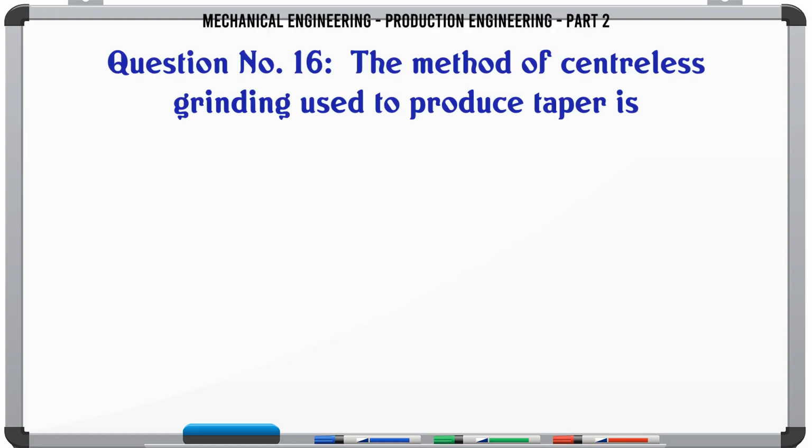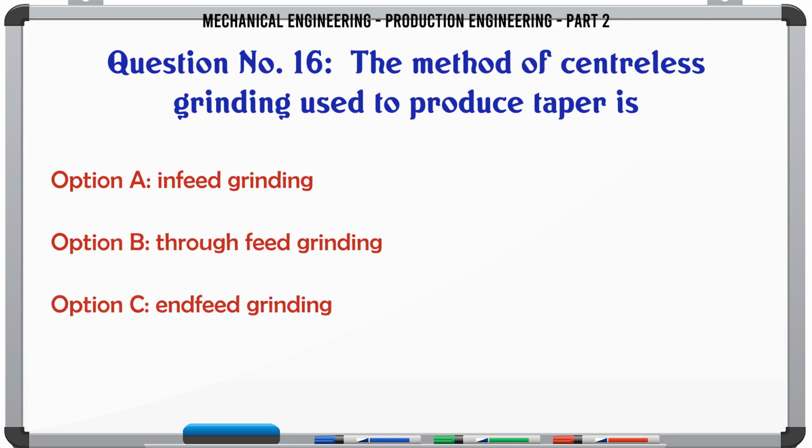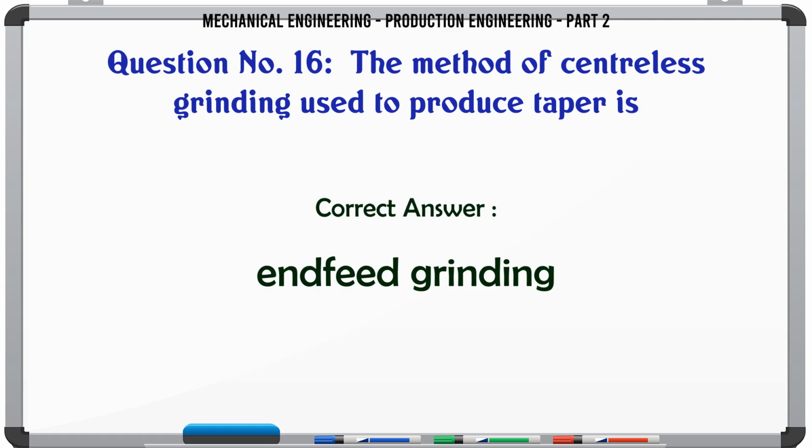The method of centreless grinding used to produce taper is A. In-feed grinding. B. Through-feed grinding. C. In-feed grinding. D. Any one of these. The correct answer is in-feed grinding.